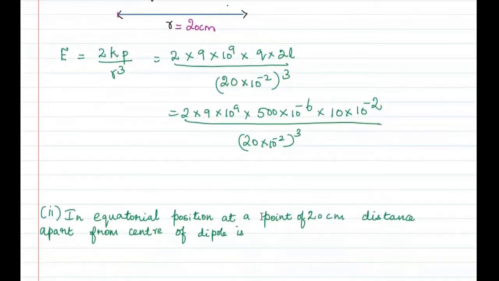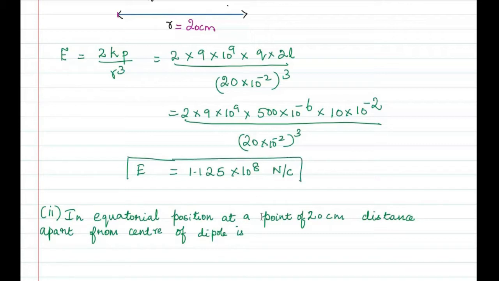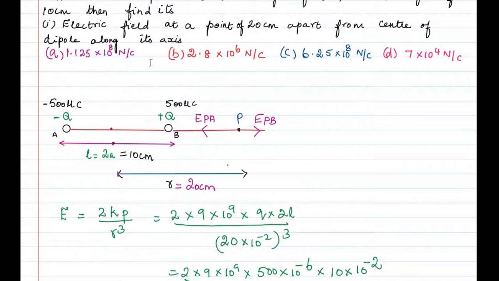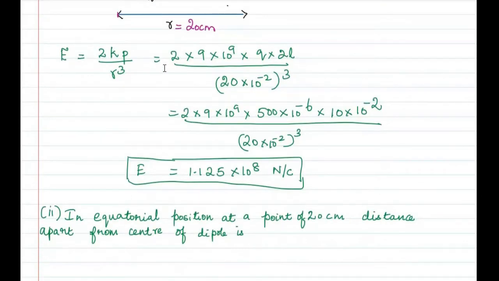So you'll get the answer after dividing those values. You'll get the answer to be 1.125 into 10 to the power of 8 Newton per coulomb, which is the unit for electric field. So this is the answer. So we'll see the options, given option 1.125 into 10 to the power of 8 is option A. So A is the answer.